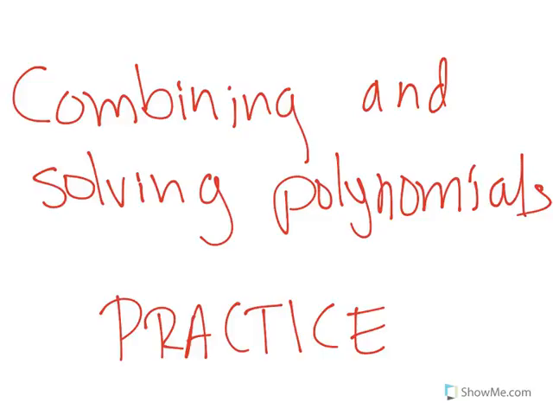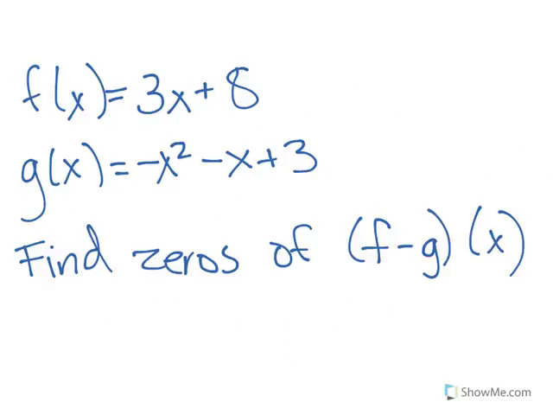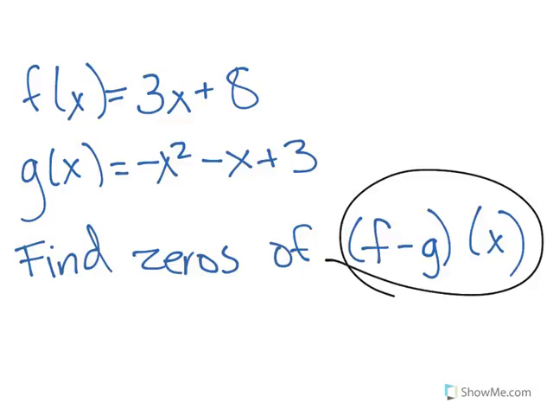Hello, today we will practice on combining and solving polynomials. So let's say that we had f of x is equal to 3x plus 8 and we had g of x is equal to negative x squared minus x plus 3, and we want to find the zeros of f minus g of x.